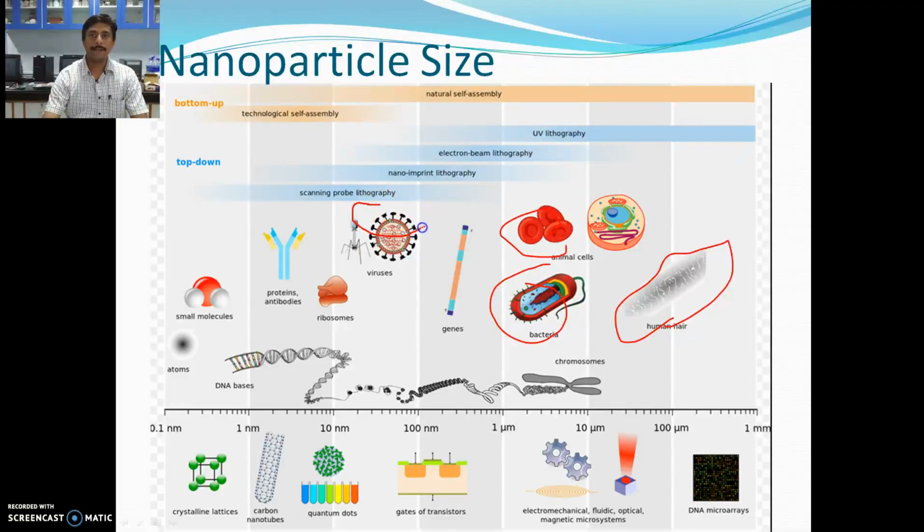The size of a virus is 100 nanometer. The ribosome, which is present inside the cell, is 10 nanometer. The DNA is 3 nanometer, and the size of a carbon atom is 0.1 nanometer.